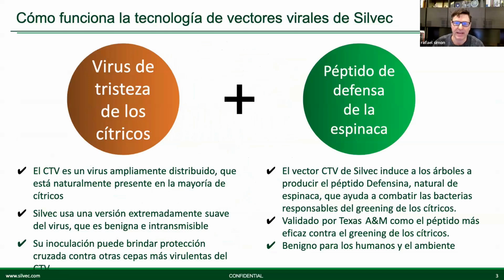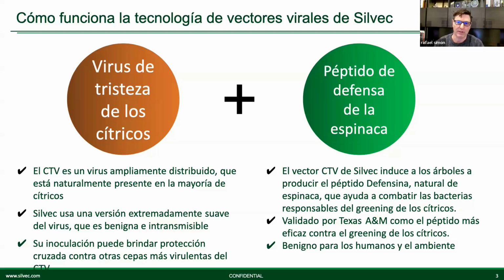So in the particular case of our product, as mentioned, there's a citrus tristeza virus. This is one which naturally doesn't move from tree to tree, so it has to be introduced into each tree, and I'll explain how that is done a little bit later. And that's been modified to produce a spinach defensin peptide. We've screened hundreds of different peptides through Texas A&M, and found that these versions of natural spinach defensin peptides work the best so far out of any peptides that we've seen.